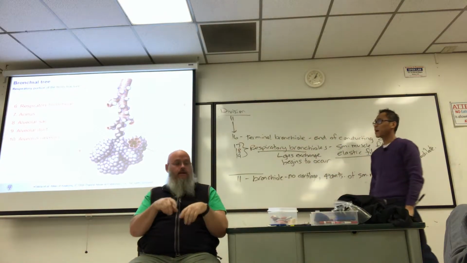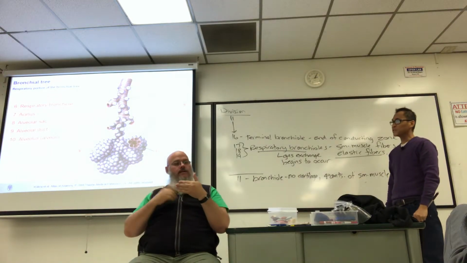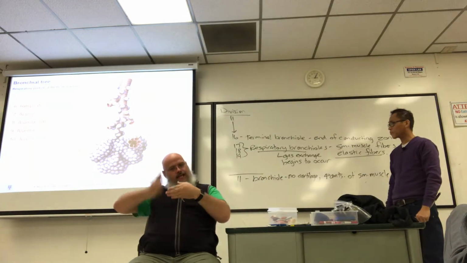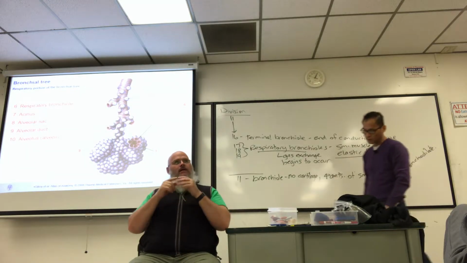Here's a picture of the respiratory zone, the very bottom, the dead end. Remember, the respiratory system is a dead end, the alveolar spaces. We're not quite there yet. We got to get to like 23, 24.